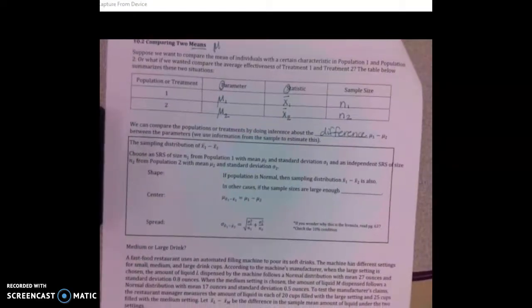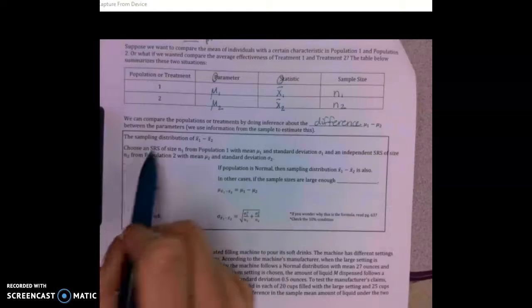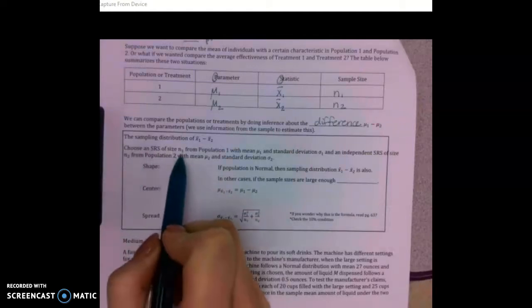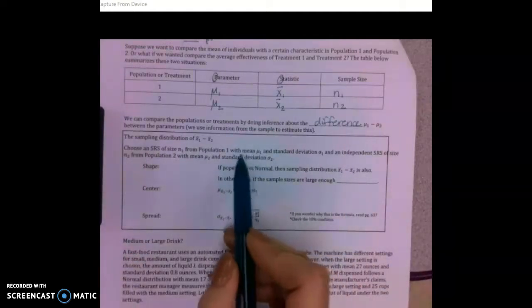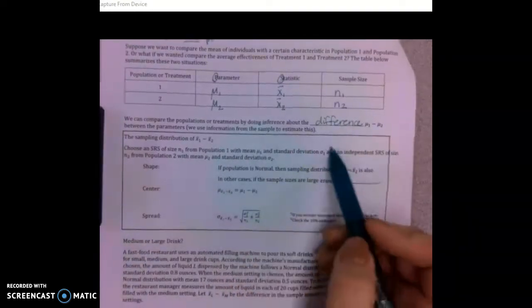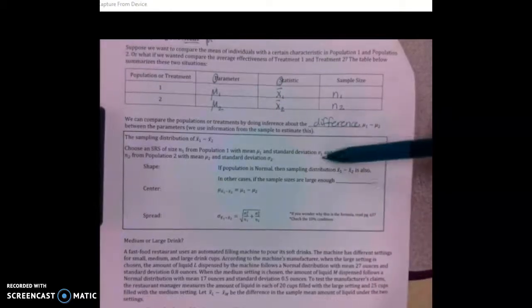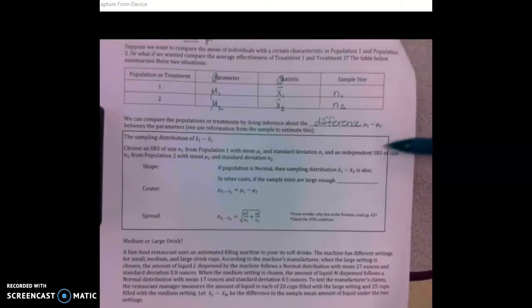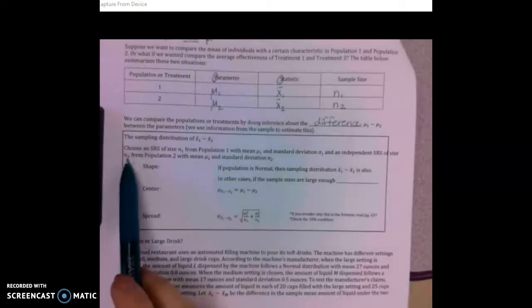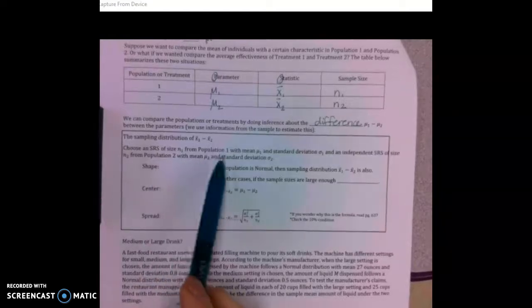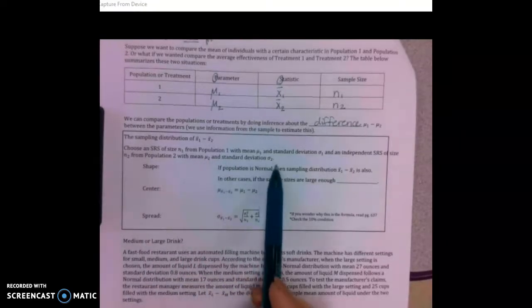So we have a sampling distribution of x bar sub 1 minus x bar sub 2, so we have two sample means. We choose a simple random sample of size n sub 1 from population 1 with mean mu sub 1 and a standard deviation of sigma sub 1, and an independent simple random sample of size n sub 2 from population 2 with a mean mu sub 2 and a standard deviation of sigma sub 2.